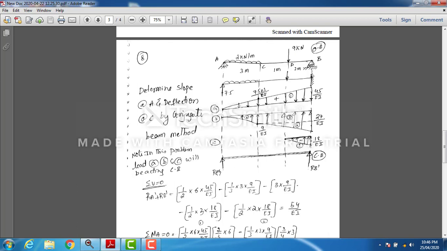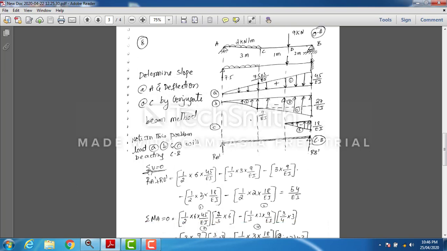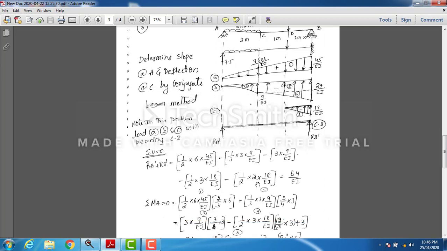Now we shall find the reactions RA dash and RB dash. For that I am taking equilibrium equations. The first equation is sigma V is equal to 0. RA dash plus RB dash, these two are acting upwards, and load number 1, or you can say load number A, is acting downwards. Load number B and load number C are acting upwards. Accordingly I have taken the signs here. The combination of these loads will give you 54 by EI.